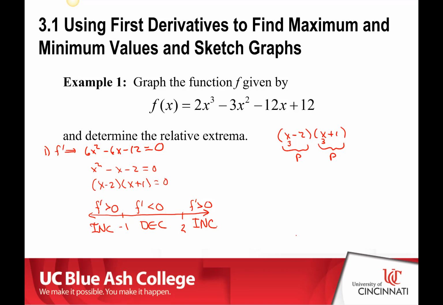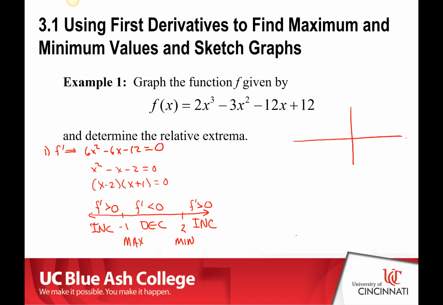Notice -1. Is -1 a relative maximum or a relative minimum? It's a max. Yeah, way to go. Thank you. So it's going to be a relative maximum. X equals 2 goes from decreasing to increasing, doesn't it? It's going to be a relative minimum. Now, we have some information about our graph. In fact, we could roughly sketch the graph.